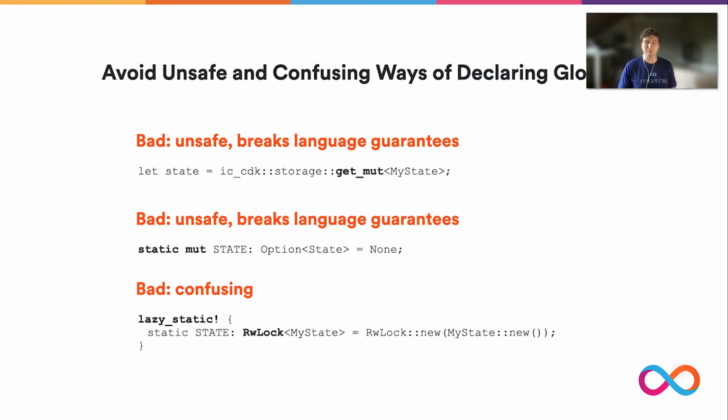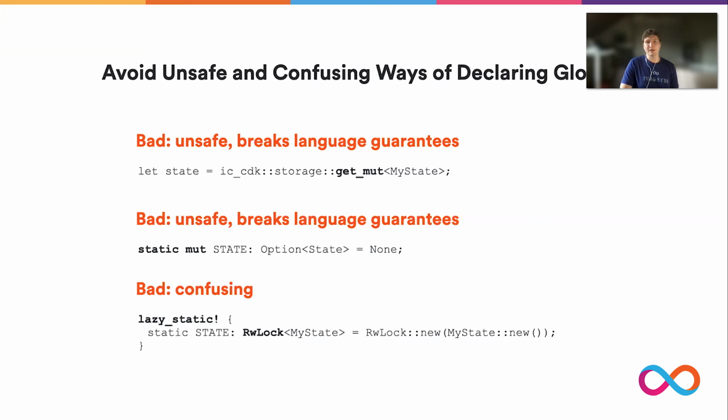Another pattern that you can see in quite a few places, including, for example, the governance canister, the latest release, is you just use a global variable like static mut state, with whatever state you want to have there, and then you initialize this state in your init function, for example.